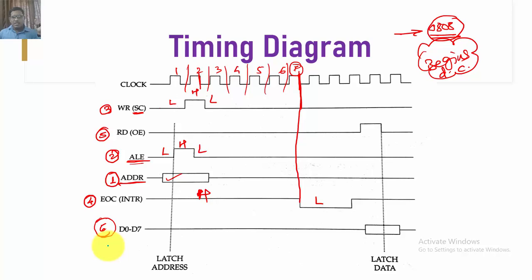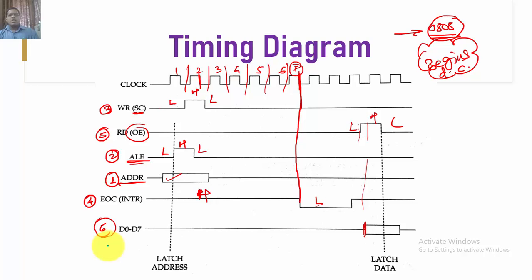And the moment the status changes from high to low, to read the data I am going to send a low to high to low pulse. That means I am going to send the output enable signal. Once I issue the output enable signal, I am going to read the data on the data lines of the 8051 microcontroller from the 0808. So in this way, we perform a simple interfacing of ADC0808 with the 8051 microcontroller.